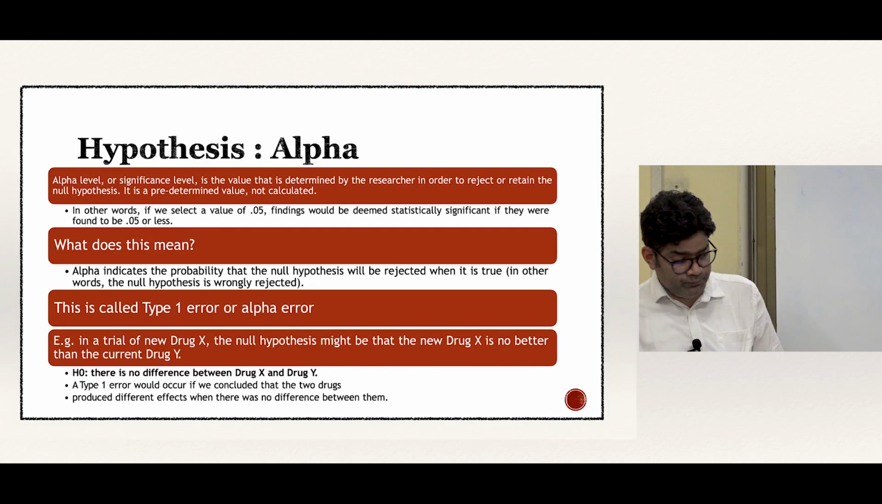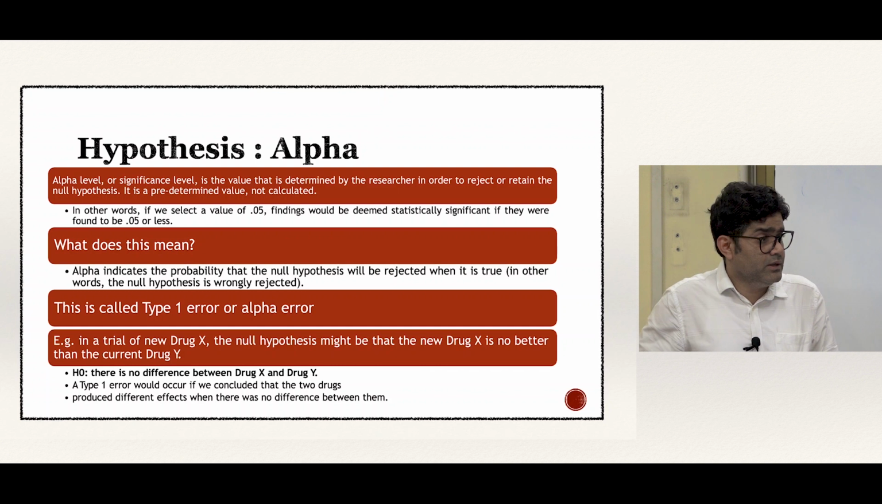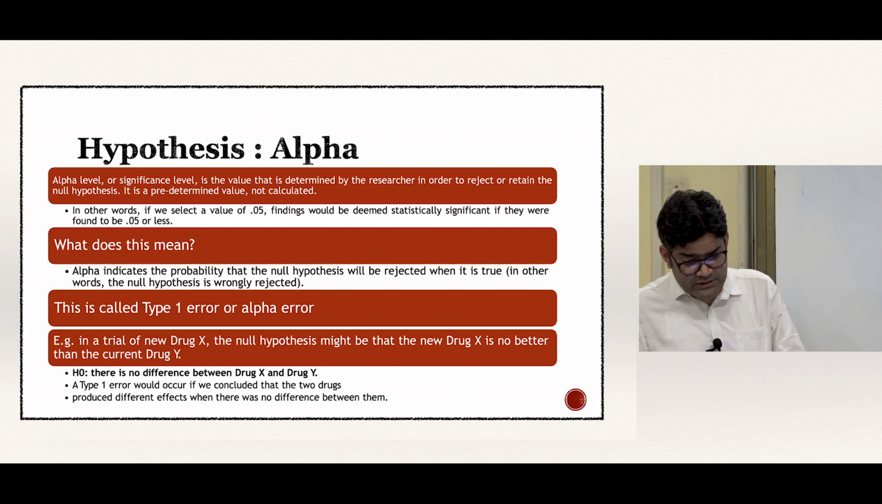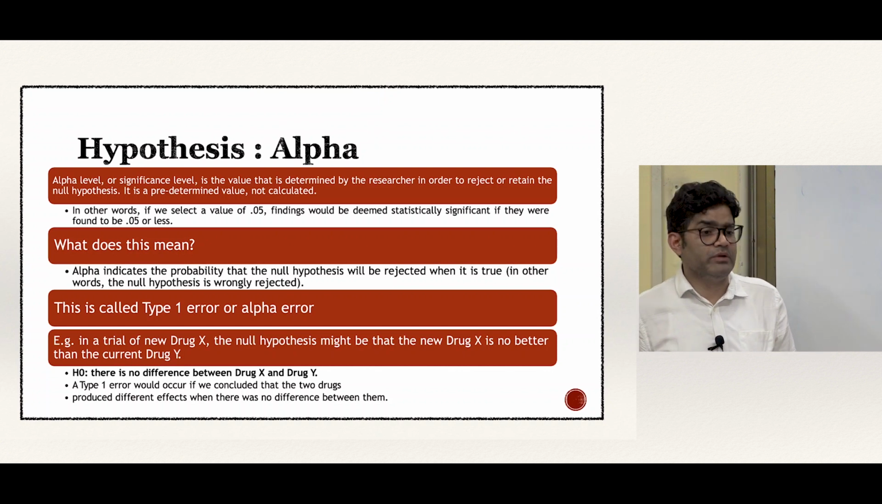the truth, we are committing an error which is denoted by type 1 error, and in symbol we write it as alpha. So alpha level or significance level is a value that is determined by the researcher in order to reject or retain the null hypothesis. It is a predetermined value, not calculated. We generally fix the type 1 error which we are willing to allow in our study.